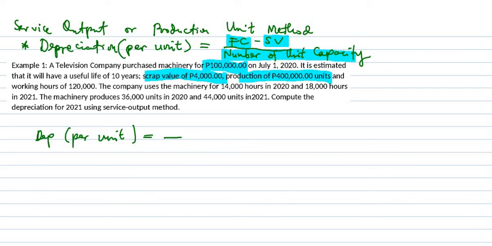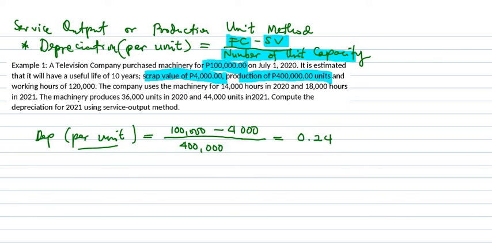So our first cost, which is equivalent to 100,000, minus our salvage value, which is equivalent to 4,000. We already identified our salvage value, which in this case is the scrap value, and the number of units capacity, we have 400,000 units. So if we compute this depreciation per unit, that is equivalent to 0.24. Take note, this is per unit.